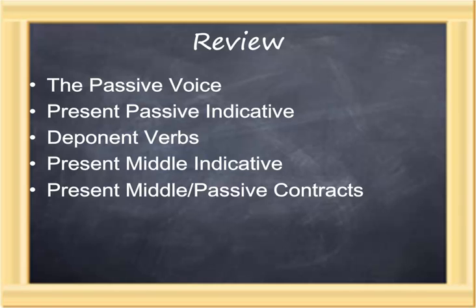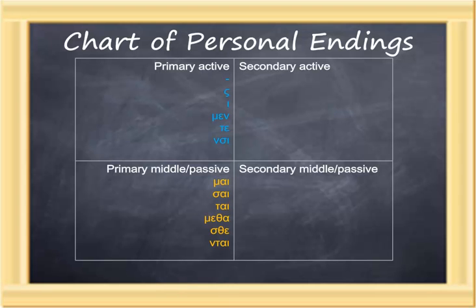We did a bit on the present middle indicative, although all such forms that we have right now are actually deponent. And we looked at how the forms work with contract verbs and a couple of minor issues that show up with them. To date, we've learned two sets of personal endings: the primary active endings, used in the present active indicative, and the primary middle passive endings, which are used on the present middle passive and deponent forms.